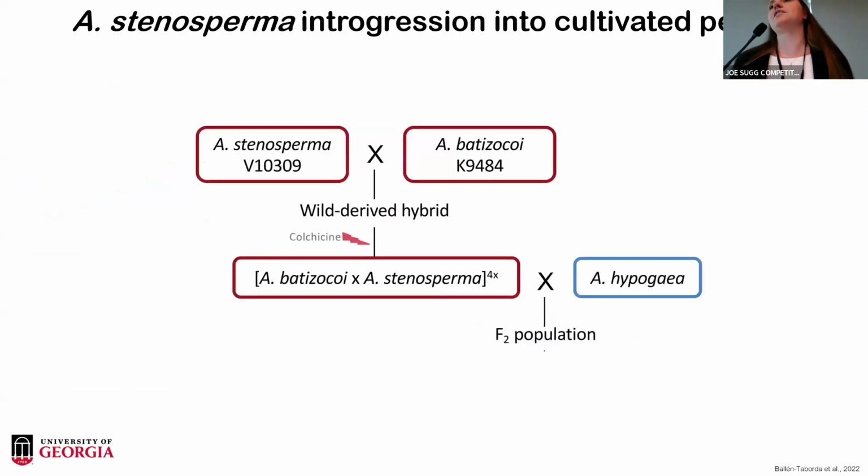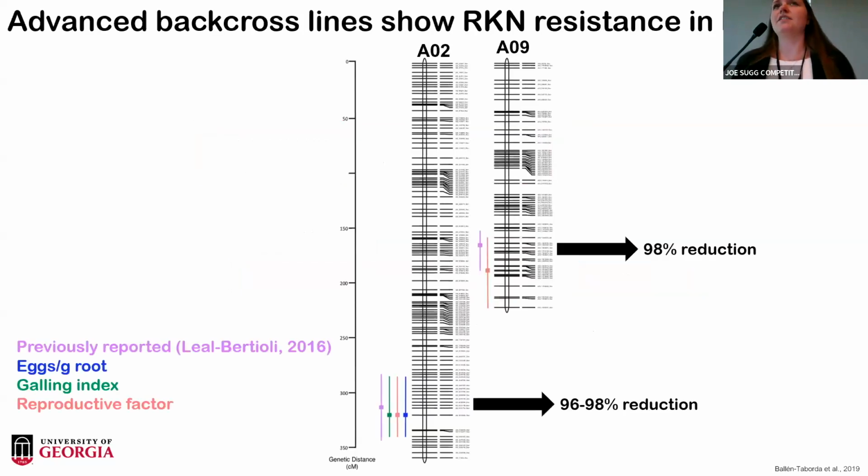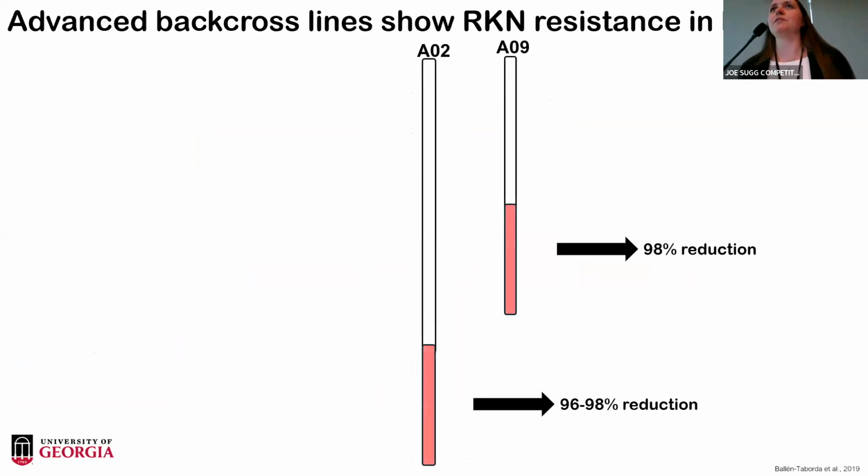To do so, we cross it to another wild relative and then double the chromosomes to form an allotetraploid that's sexually compatible with cultivated peanut to bring it into the primary gene pool. And from there, an F2 population was developed between the wild allotetraploid and the cultivated species. In the F2 population, resistance to nematodes was tested in greenhouse bioassays and genetically mapped. And similar to what was seen in Arachis stenosperma, we see two strong resistance QTLs on chromosomes A02 and A09 of these backcross lines.